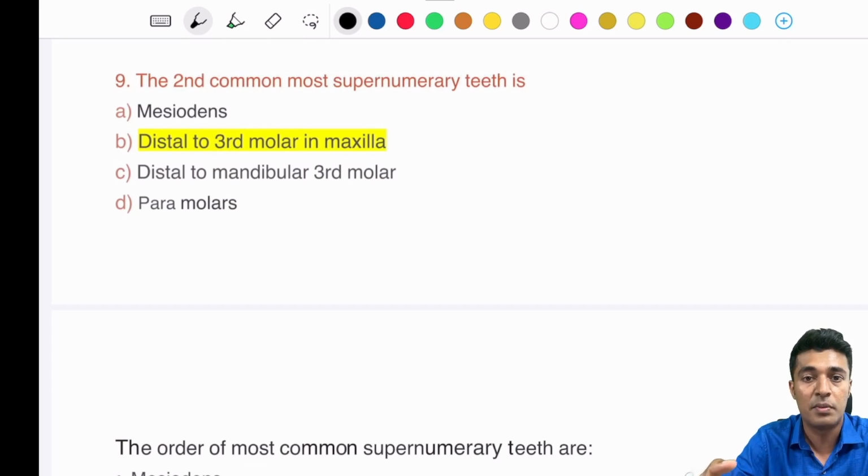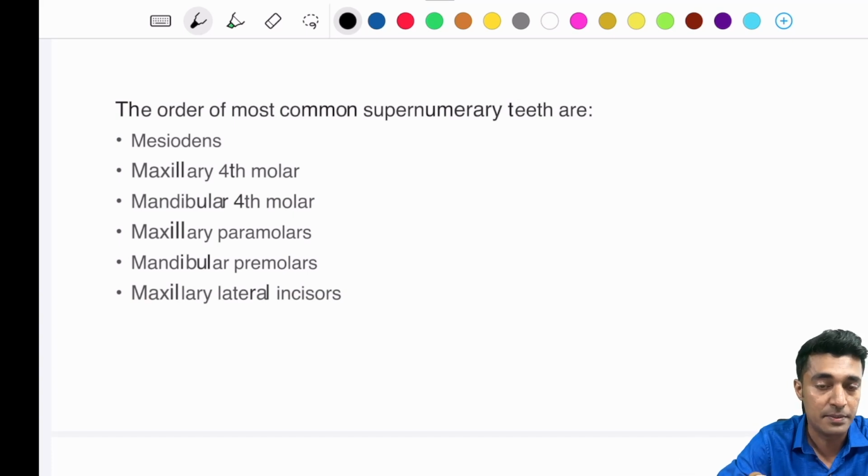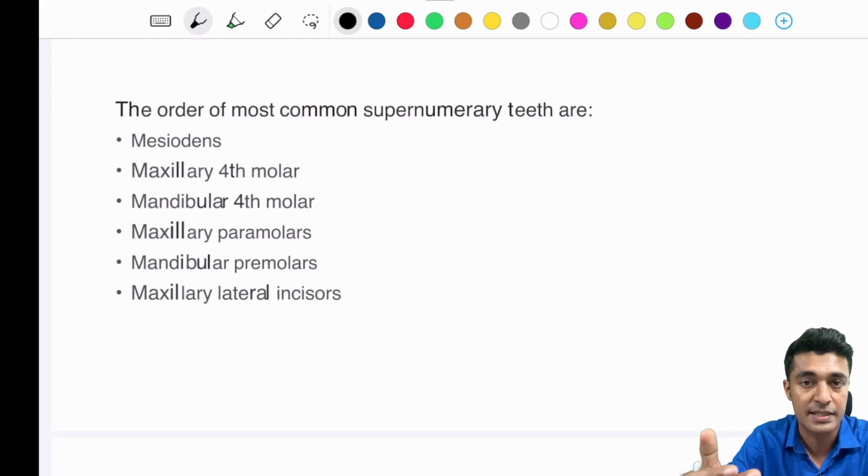The second most common supernumerary tooth is what? We know that the most common supernumerary tooth is the mesiodens. Then there is the fourth molar in the maxilla, then the fourth molar in the mandible. By the fourth molar, I mean the additional molar that is found distal to the third molar. That is more common in the maxilla than in the mandible. Then there is the maxillary paramolar, that is the molar present on the labial, buccal, or lingual aspect of the molar. That is the third most common. Then the mandibular premolars and maxillary lateral incisors. That is the order of frequency of occurrence.